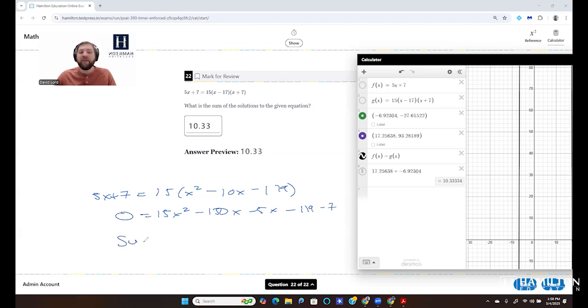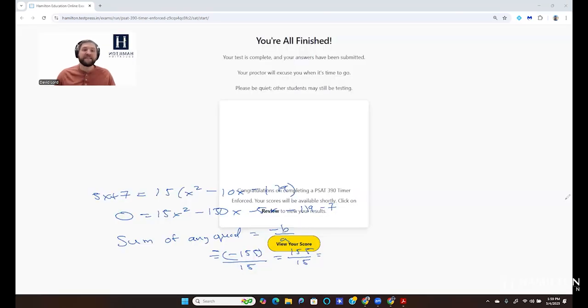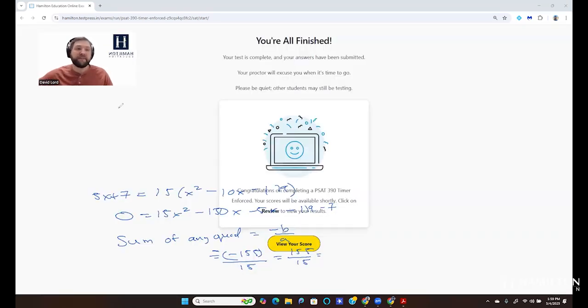Perfect. Now the sum of any quadratic, whether they're real or imaginary solutions, is going to be negative b over a. That's it. So in this case, we could just do negative 155 times negative over 15. Let's clean that up. 155 over 15, divide those numbers by 5, and we get exactly 10.33. Perfect. All right. I hope that was helpful for you.